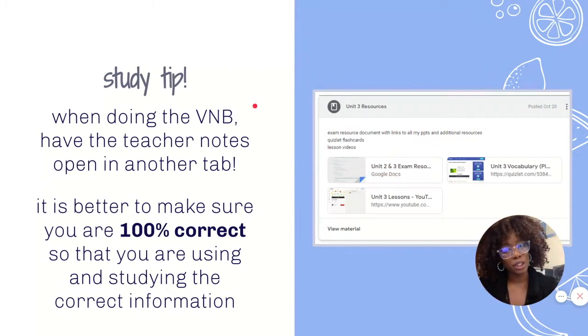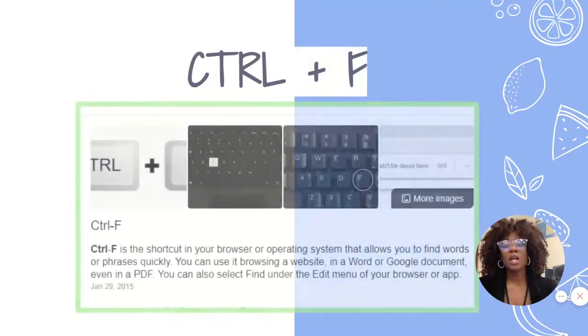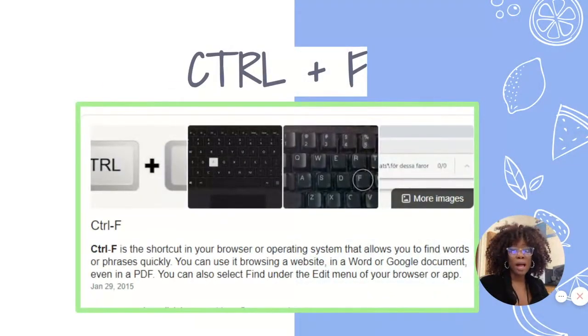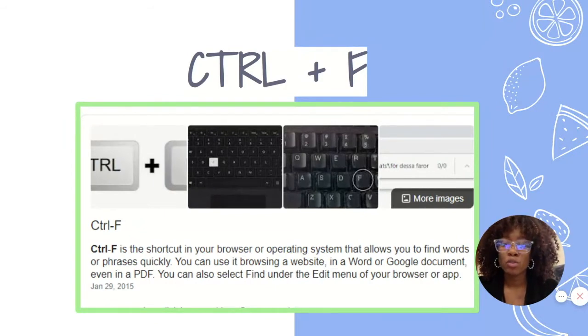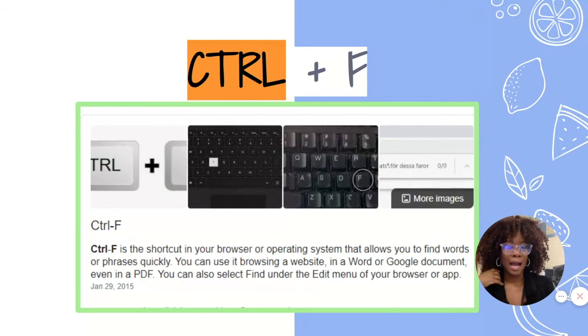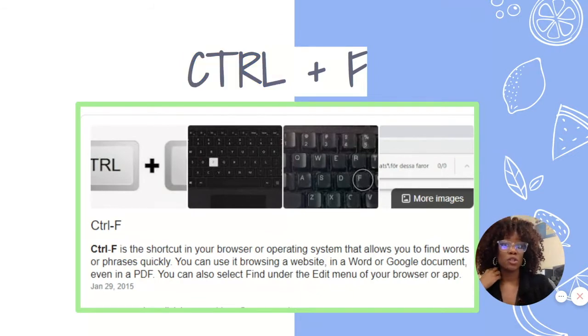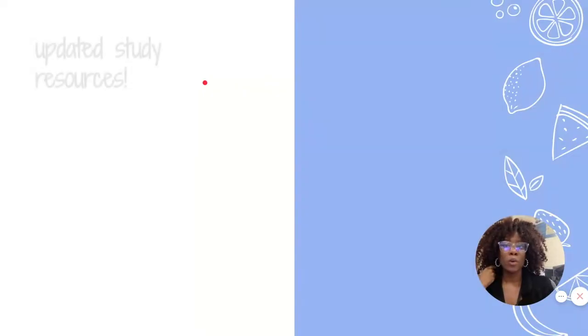Okay, so make sure that you have the teacher notes open so that you are studying the correct information. Another study tip I want to tell people is Control F. Not everyone knows about this, but if you go on your computer and press Control F, it's going to open up a Finder tab. See this Finder tab right here? So I could type a word, and it highlights it for me. You can use that on PowerPoints, on Google Docs, even PDFs, on any website, to find that word.